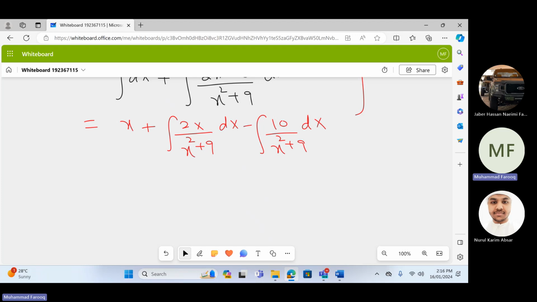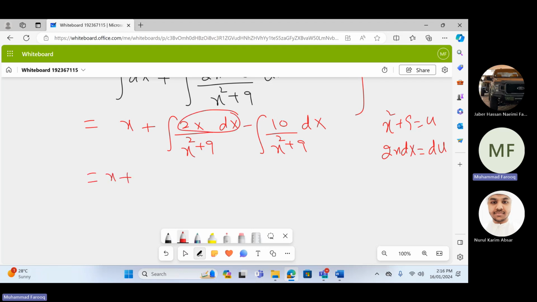x squared plus 9, exactly. Here, let x squared plus 9 be equal to u. So 2x dx is equal to du. So this 2x dx becomes du, integrate du over u. Minus 10 you can take outside. Now what is that? dx over x squared plus 3 squared.